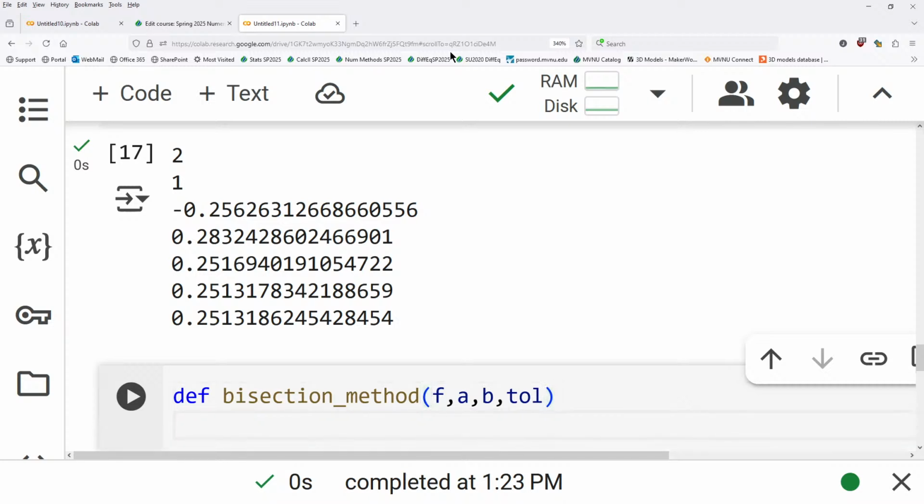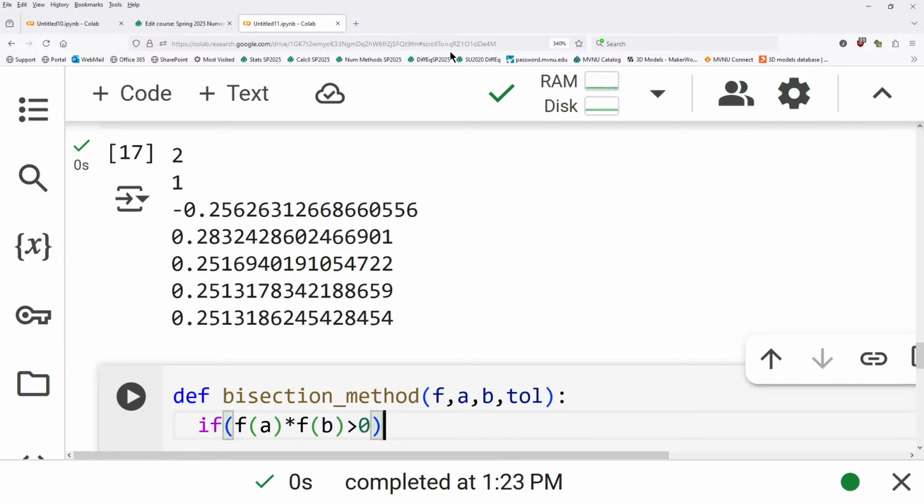Okay, so first, oh, forgot my colon. Don't forget the colon. First things first, I am actually going to check this. If f of a times f of b is greater than 0, in other words, if the function values are both on the same side of the x-axis, either both positive or both negative, it means you aren't guaranteed that there's a root. So there's no sense in proceeding.